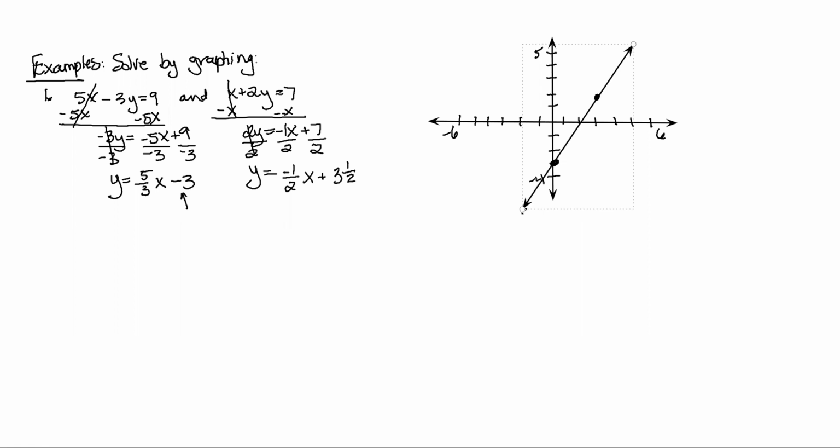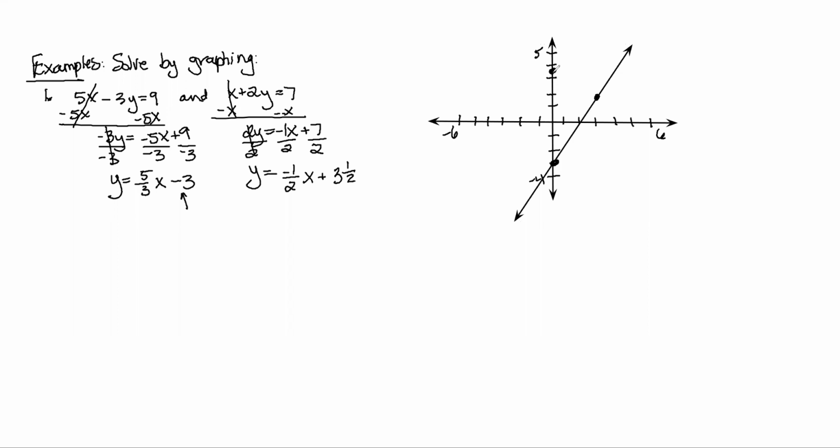And try to make it as long as possible because we're going to try to see where these two lines intersect. So as much line as you have is better. So now with our second one, we're going through our y-intercept of 3.5. So we're going to go up 1, 2, 3.5.